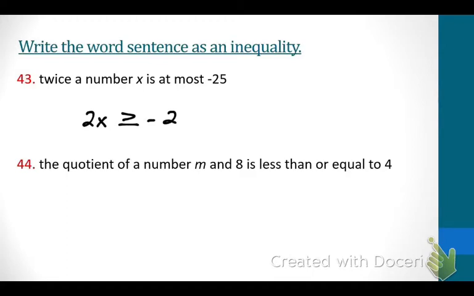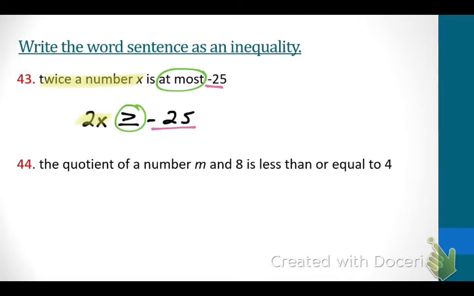Okay, let's check this out. So the first part, she said twice a number x, 2x. That is correct. That's exactly how we want to do that. The next thing I want us to focus on is this part over here, negative 25. Notice she put negative 25, so that's good. The last thing that we want to focus on here is at most and the symbol that we have here.